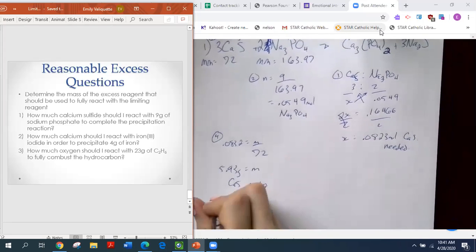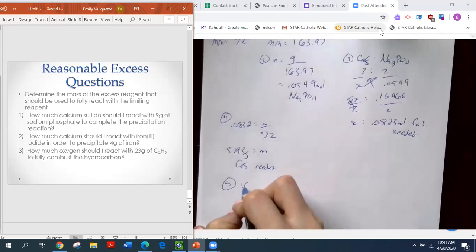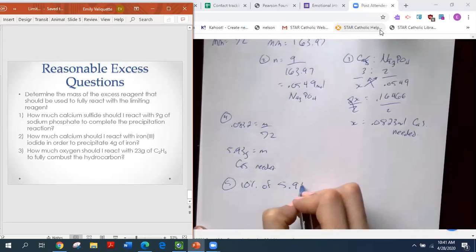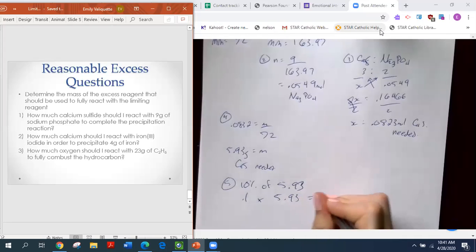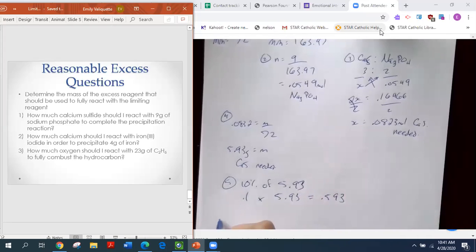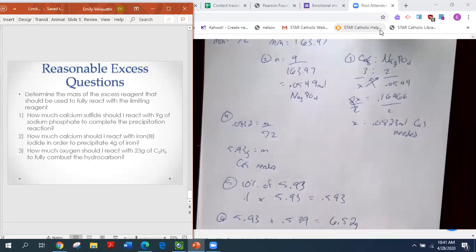My next step, step 5, is to figure out what 10% of that is. So I just do 0.1, which is 10% as a decimal, times 5.93, and you will get 0.593. And then the last step is to just take the amount that I need, the 5.93, add the extra 10%, and get roughly 6.52 grams that I should reasonably use.